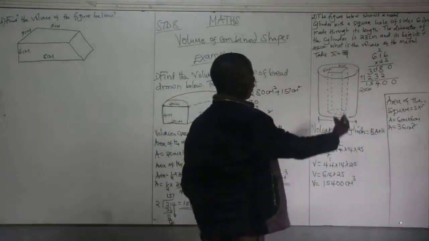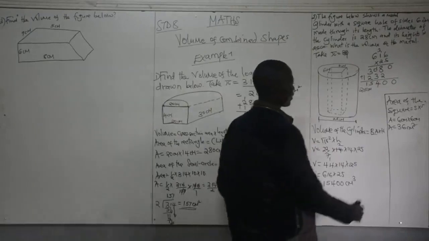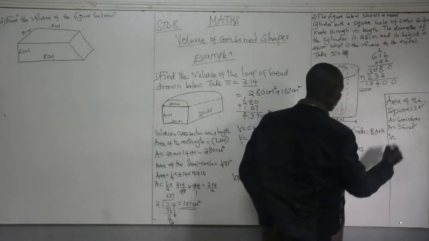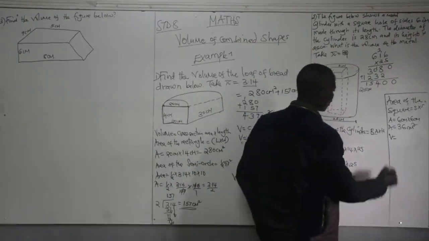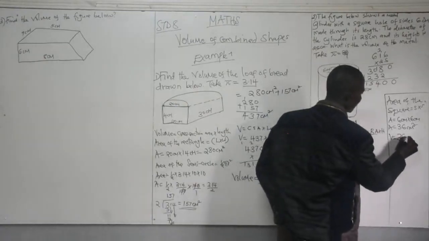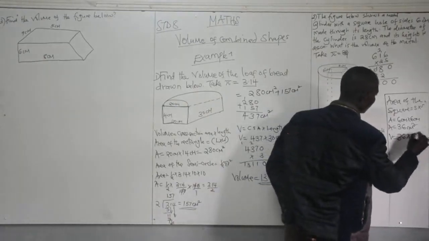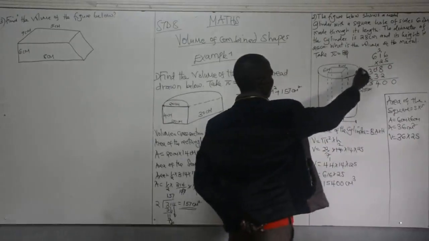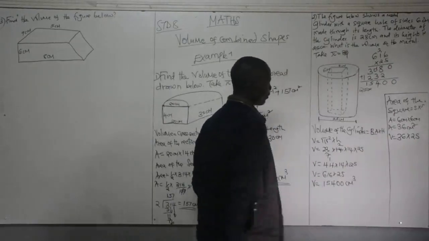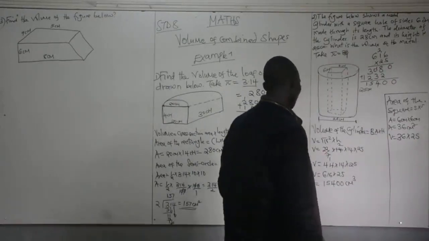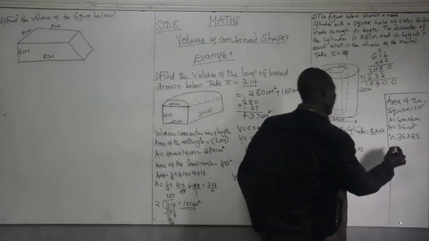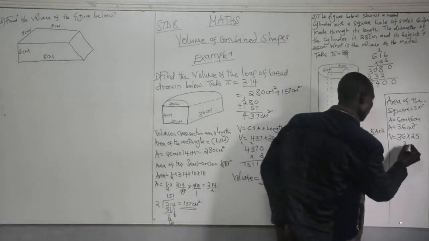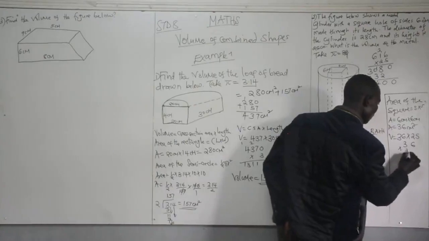Now let us get the volume of this square hole. That is volume V is equal to the cross-section area or the base area, that is 36 times the height of 25. It shares the same height of 25 centimeters. So again let us multiply. That's 36 times 25.